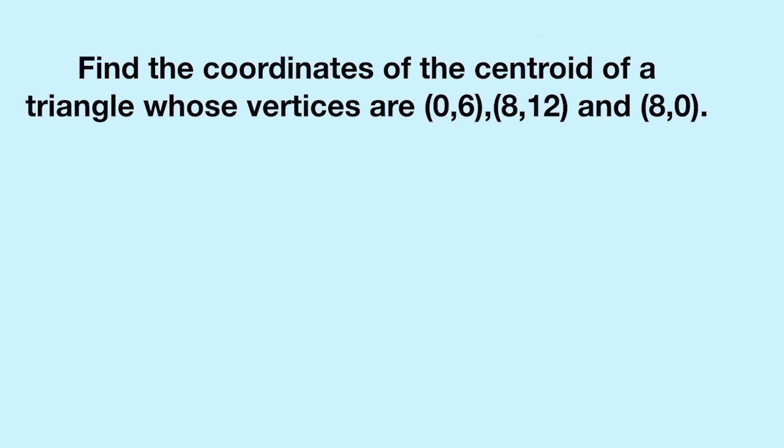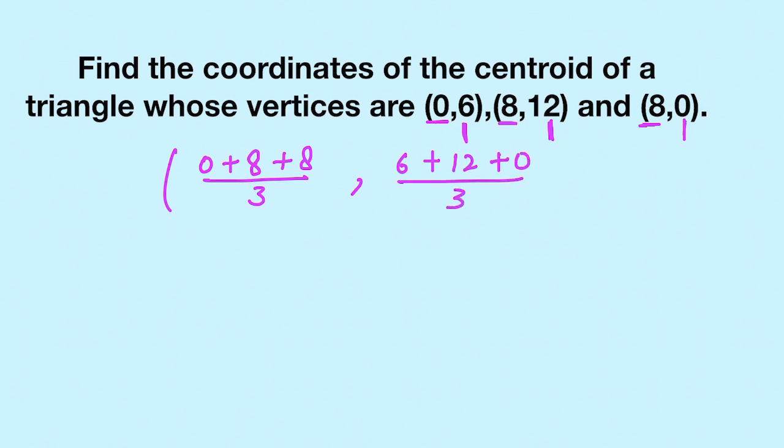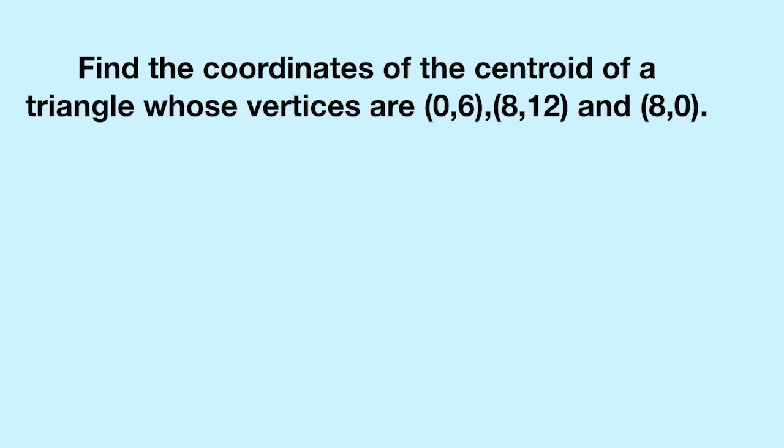Find the centroid. I just told you the formula. What was the centroid? (x1 plus x2 plus x3) divided by 3. So 0 plus 8 plus 8 divided by 3, and (y1 plus y2 plus y3) divided by 3: 6 plus 12 plus 0 divided by 3. So this is 16 by 3, and here you have 18 by 3. So this is the centroid of the triangle whose vertices are given. Remember the formulas. Recall the formulas at the end time.